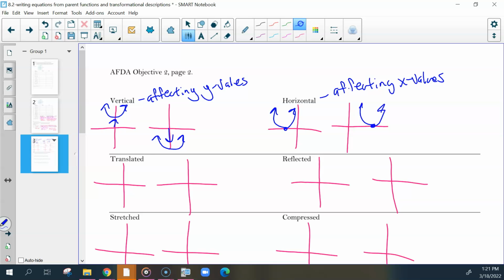So for translated, that's when we are shifting things or moving things. Notice when we translate or shift, we're moving up and down, left and right. There is no diagonal things going on. So we can move up or down, or vertical, which we kind of just did, or left and right, or horizontal.